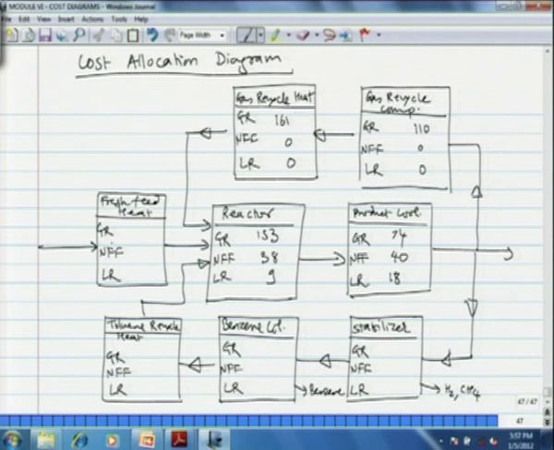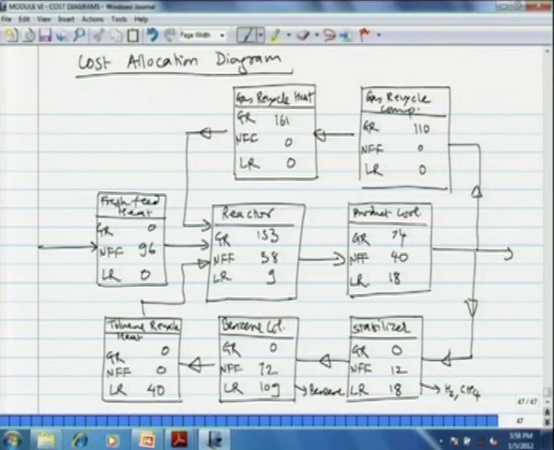Okay. Then net fresh feed heating: gas recycle 0, net fresh feed 96, liquid recycle 0. Toluene recycle heating: gas recycle component 0, NFF 0, LR the liquid recycle 39.6, or you can take as 40 approximately. Benzene column: gas recycle 0, net fresh feed 72, liquid recycle 109. Stabilizer: gas recycle 0, net fresh feed 12, and liquid recycle 18. Okay. And this completes the cost allocation diagram.